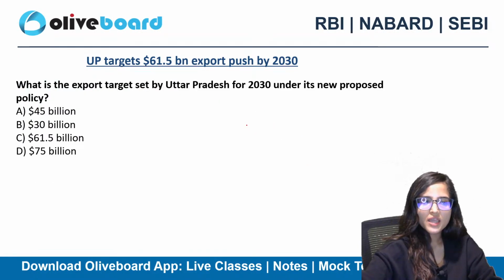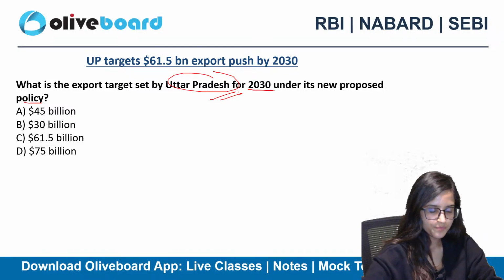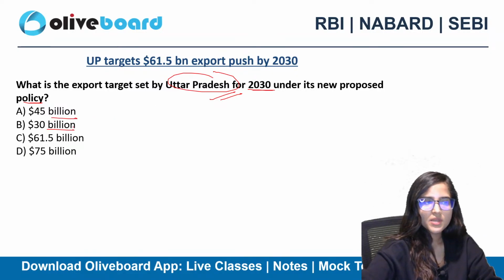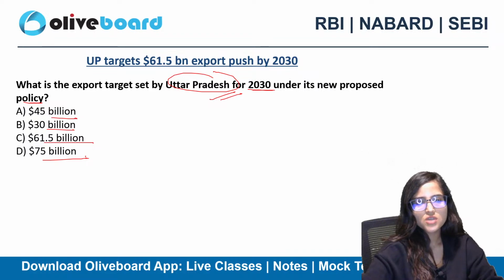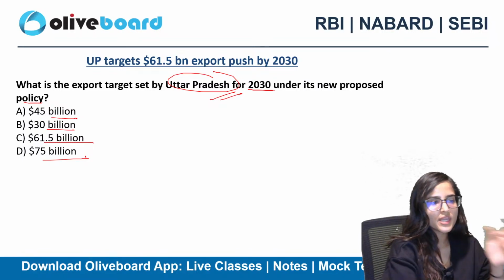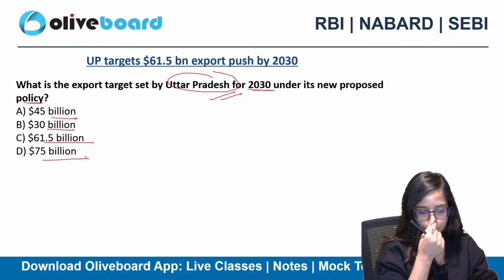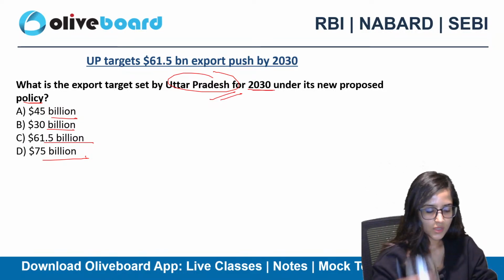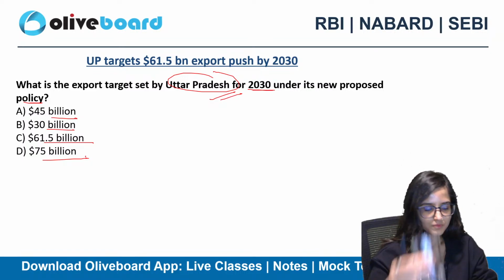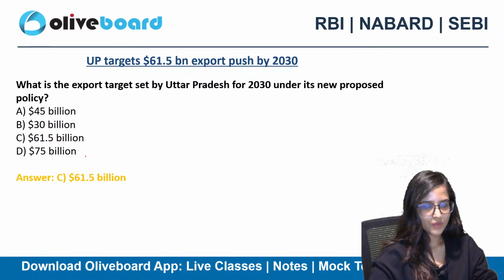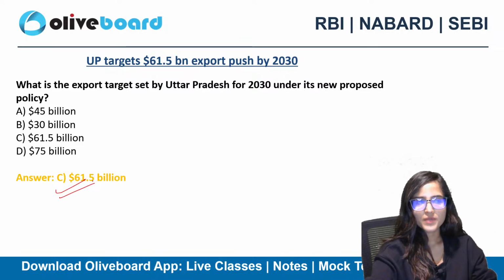So, what is the export target set by UP for 2030 under its new proposed policy? Till 2030, how much export target is to be reached? $45 billion, $30 billion, $61.5 billion, or $75 billion? Quickly give me the answer. Very easy question. Very good, all of you. C is the correct answer, $61.5 billion.